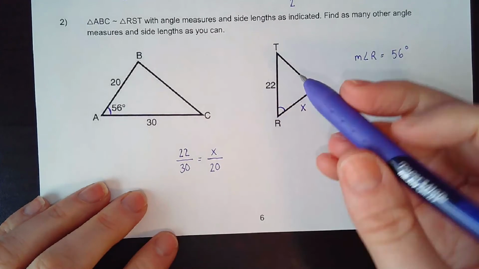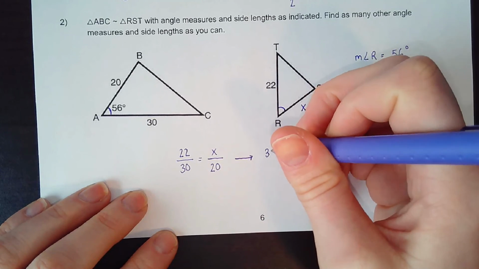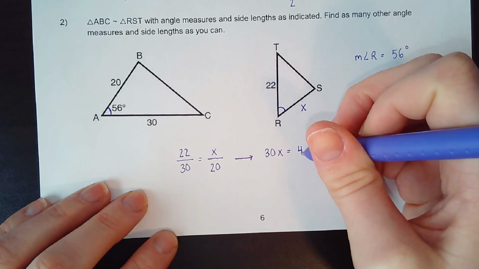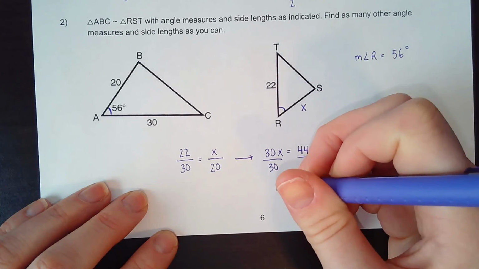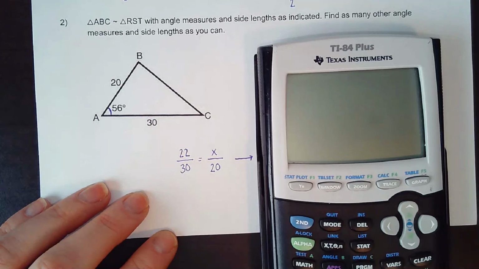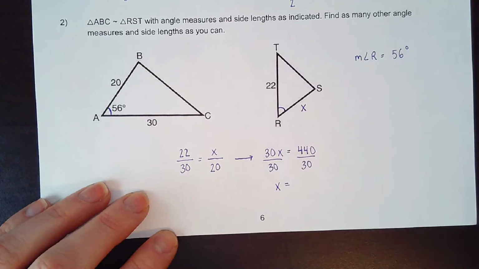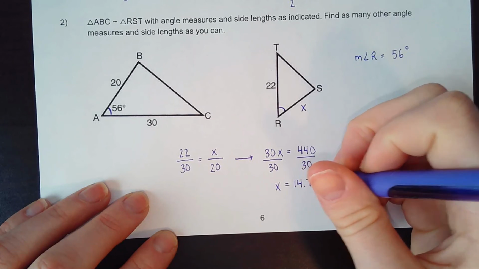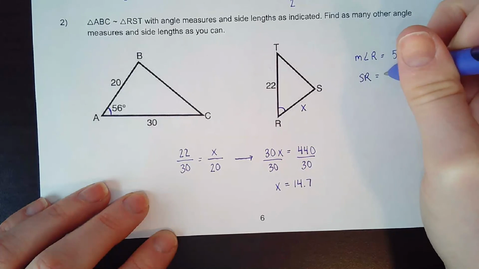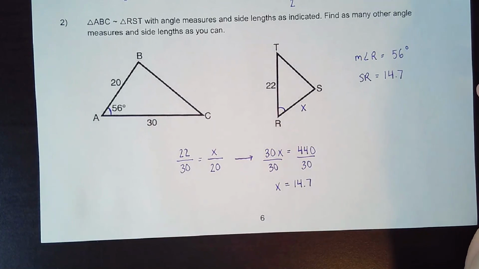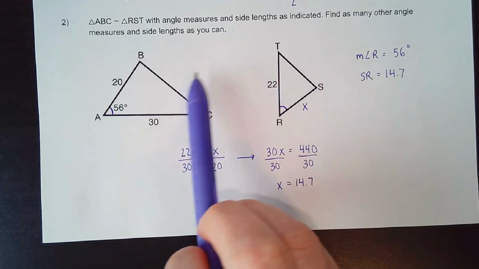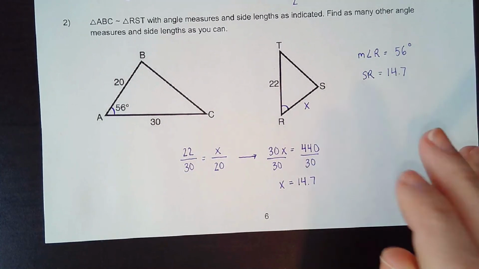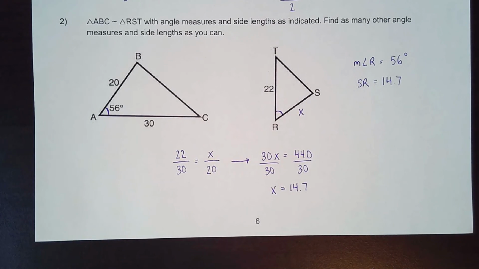So I'm going to go ahead and cross multiply. That's going to give me 30x equals 440. We can divide by 30. And I'm going to say that's about 14.7. So that was my other side SR that I know is 14.7. Since we're not given any information about any other angles or about this third side, we can't do anything else. So those would be the only angle and side length that we could find for this example.